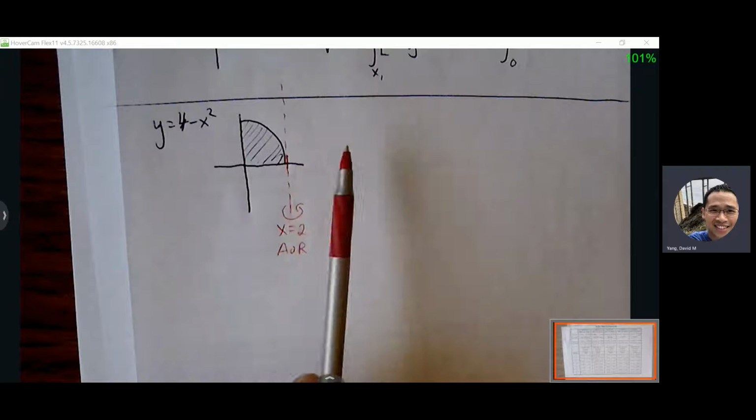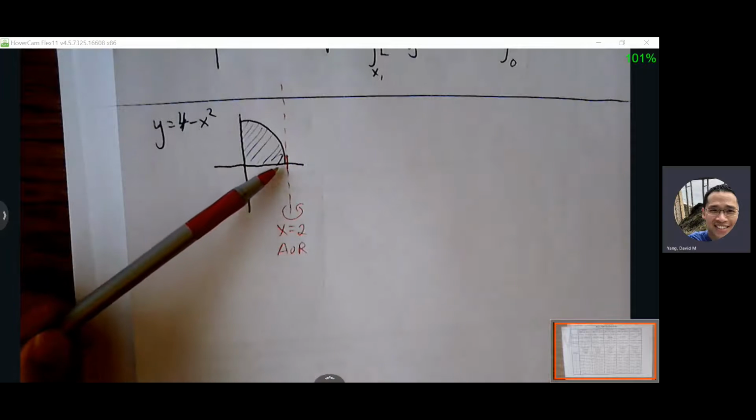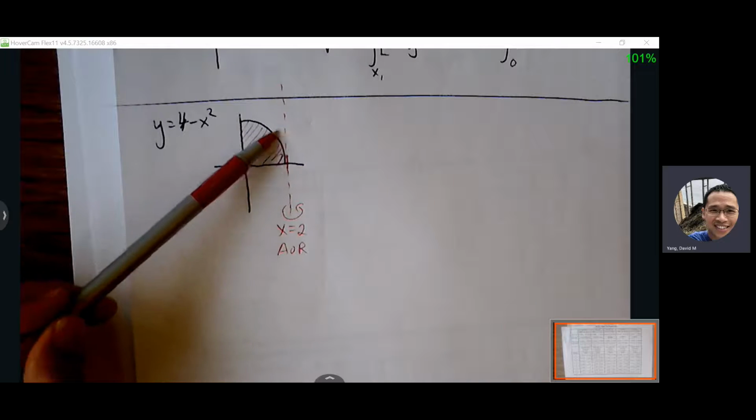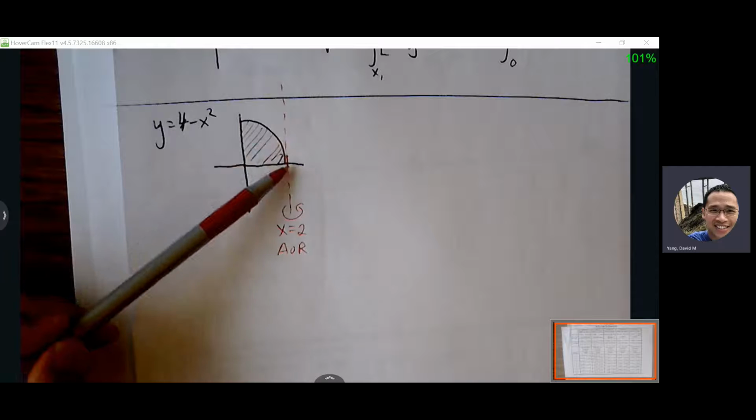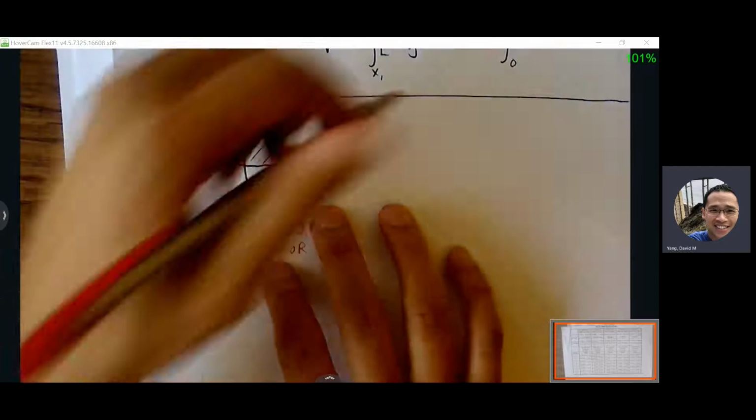Okay, rotating the shaded region around this axis. It's touching. Is it good enough for this to be the disk method? No, there's a gap here, right? It's not up against a flat surface. Not every part of the line is touched by the curve, so we've got to do the washer method.